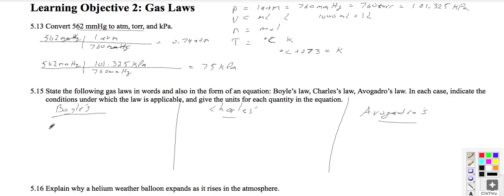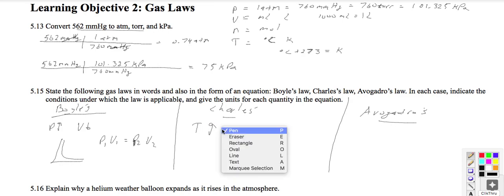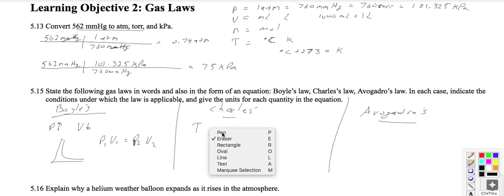All right, so Boyle's: as pressure goes up, volume goes down. The graph looks like this. And we have the relationship P1V1 equals P2V2. Charles's: as temperature goes up, volume goes up. As temperature goes down, volume goes down. And so we have a graph that looks like this.